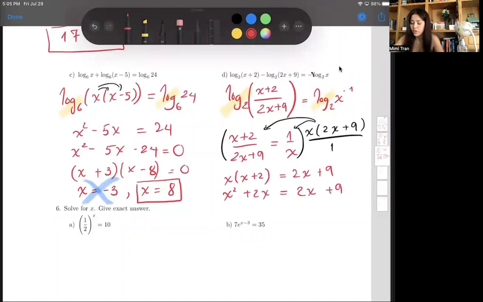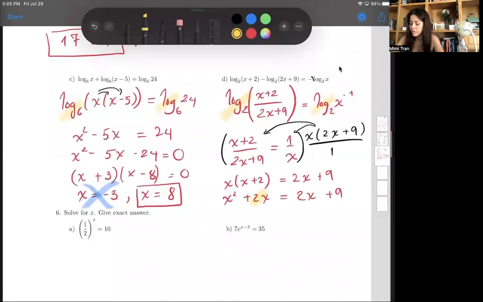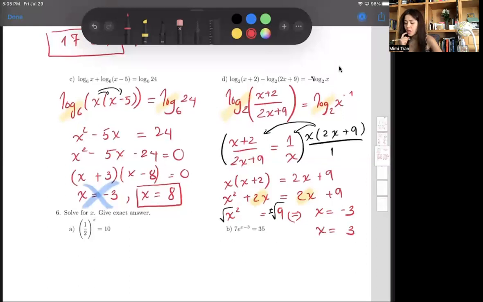Now, if you subtract 2x both sides, this one cancel, right? So I have x squared equal 9. How do I solve for x? Square root. Don't forget plus and minus. So I have either x equal -3 or x equal 3. Can't be -3, right? On the right-hand side, you plug in -3, the log does not like that. So this one, not it.